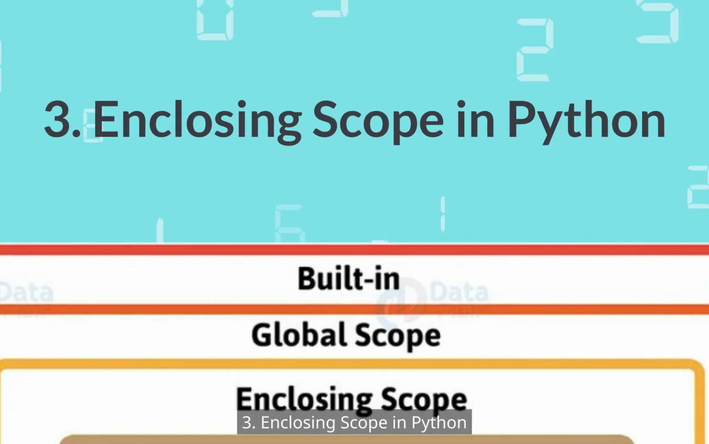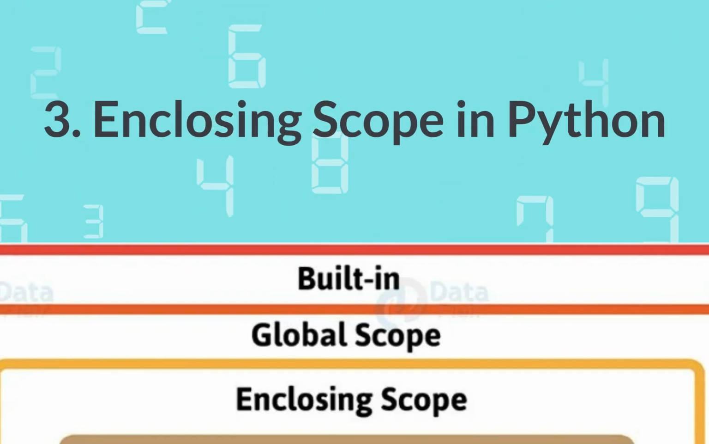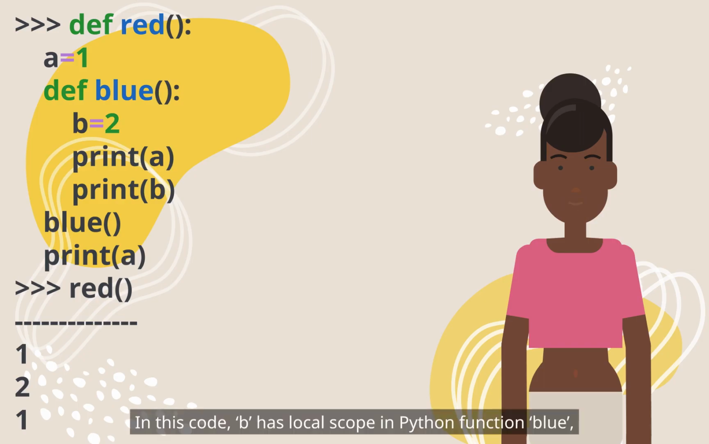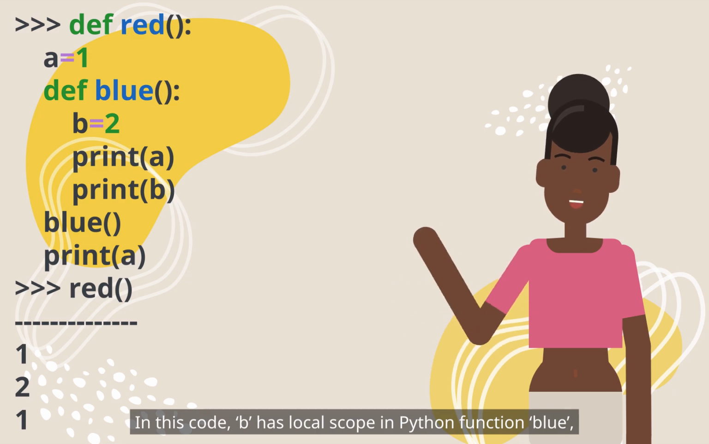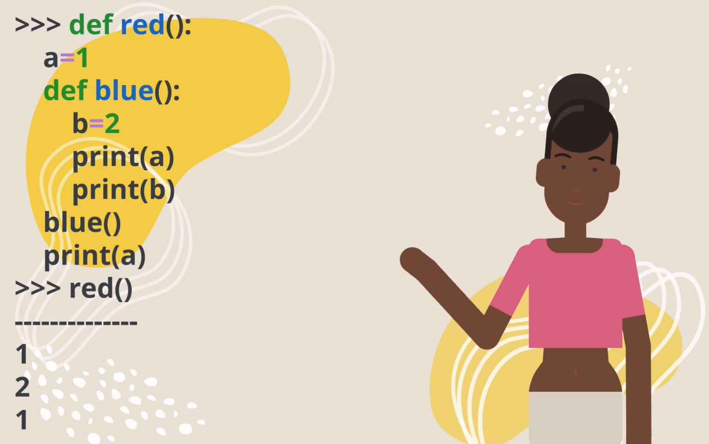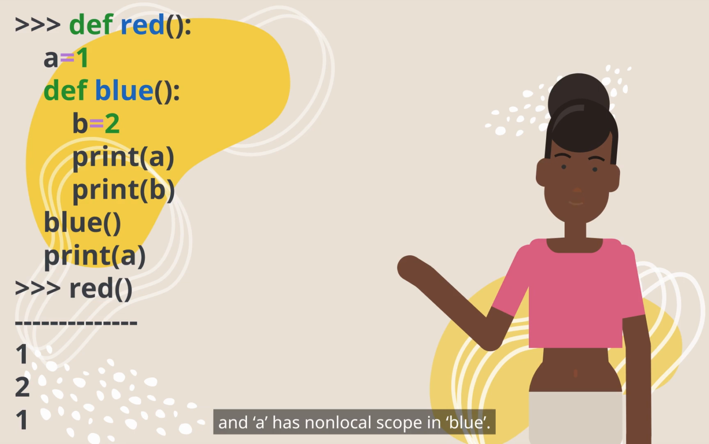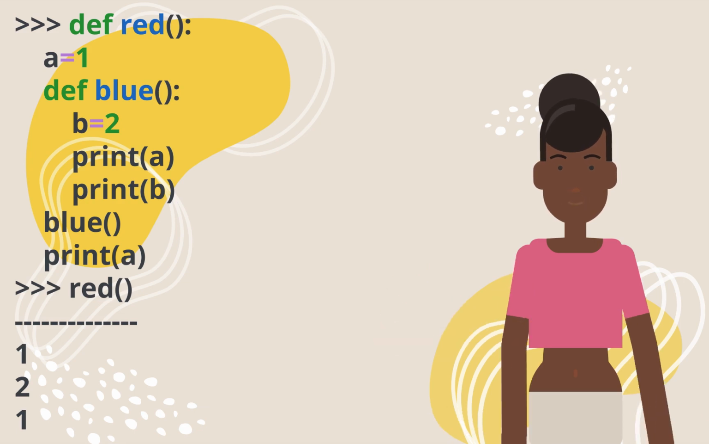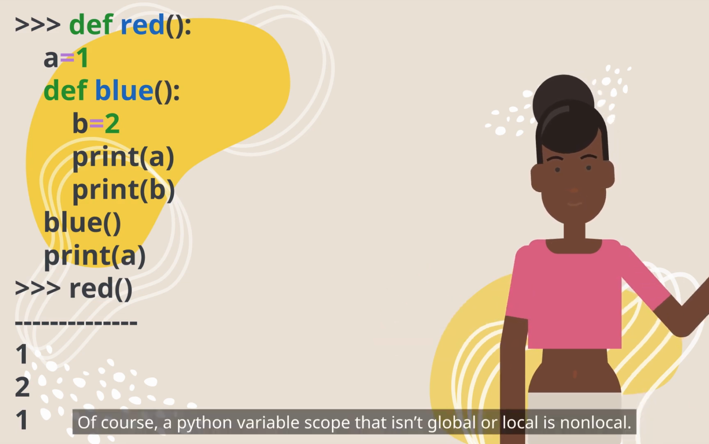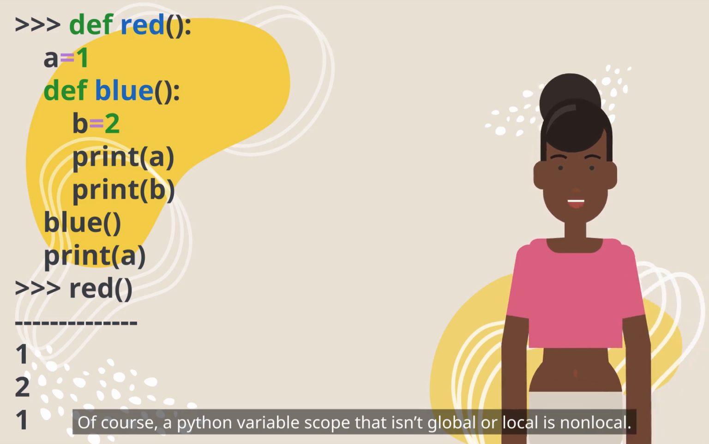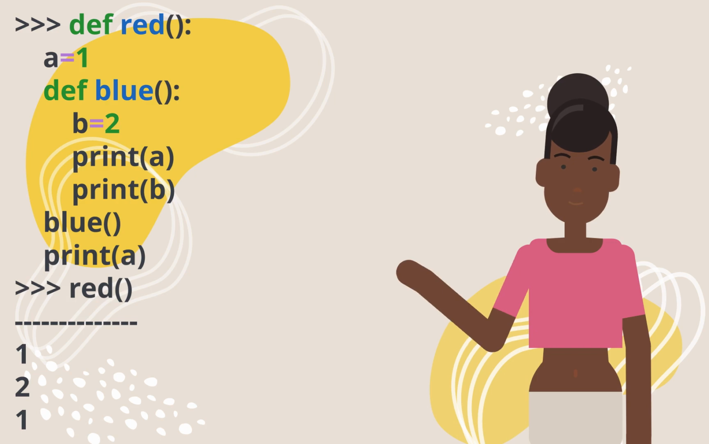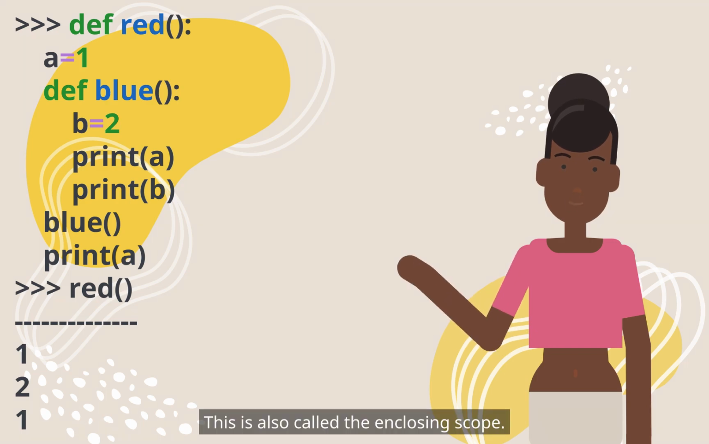3. Enclosing scope in Python. In this code, b has local scope in Python function blue. And a has non-local scope in blue. Of course, a Python variable scope that isn't global or local is non-local. This is also called the enclosing scope.